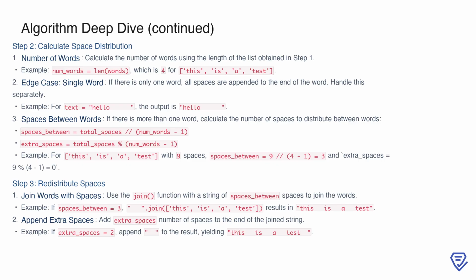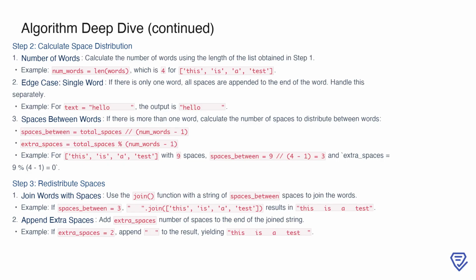Now that we have the words and the total number of spaces, the next step is to calculate how the spaces should be distributed. First, we determine the number of words by finding the length of the list obtained earlier. For instance, the list ["this", "is", "a", "test"] has 4 words. If there's only one word in the string, the problem is simplified: all the spaces are appended to the end of that single word. For example, if the input is "hello", there's only one word, so the output is simply "hello" followed by the spaces. For cases with more than one word, we calculate 2 key values, spaces_between and extra_spaces.